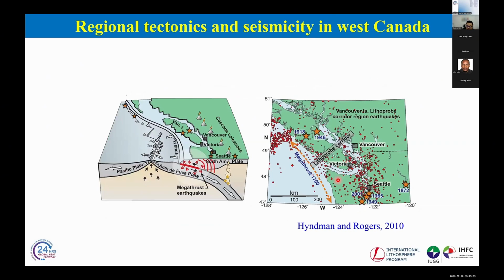So the second case is from Western Canada, like this one. This is the general tectonics for this area. We can see that with the subduction of the Juan de Fuca plate under North America, there are a lot of volcanoes and earthquakes along Western Canada. This is the Cascadia mountain range, like this one, a lot of earthquakes. While for the inland of Canada, there are few earthquakes. So why?